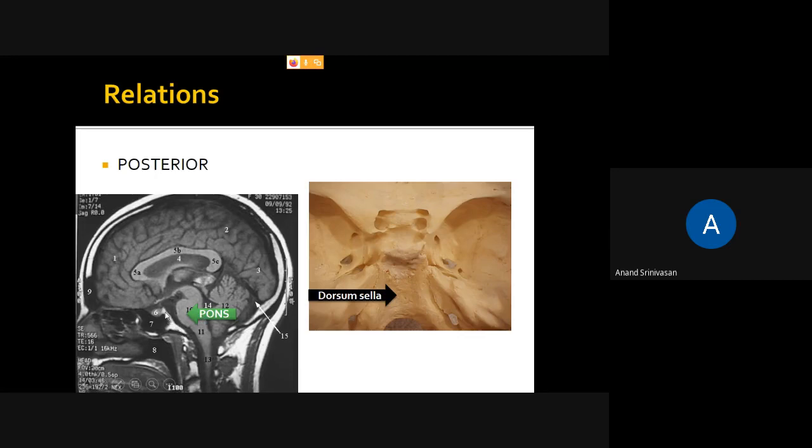And this bony structure of the skull, which is behind the hypophyseal fossa, is called the dorsum sellae. Okay, so here this is the pituitary fossa or the hypophyseal fossa where the pituitary gland is present. So behind it, this part of the skull is called the dorsum sellae. So these are the two structures which are located posterior to the pituitary gland, dorsum sellae and pons.